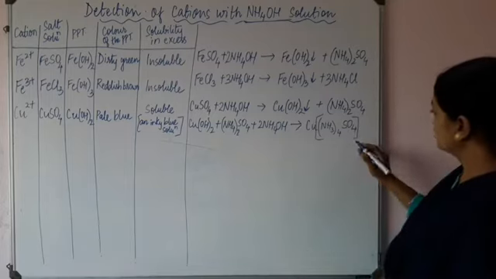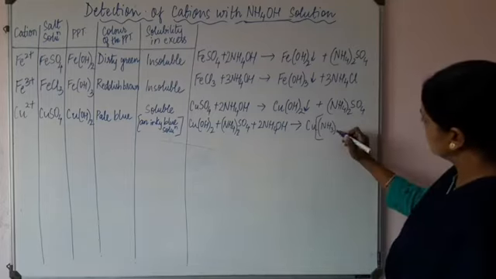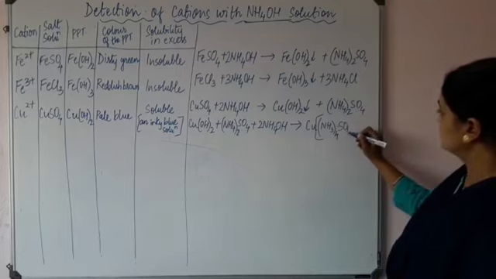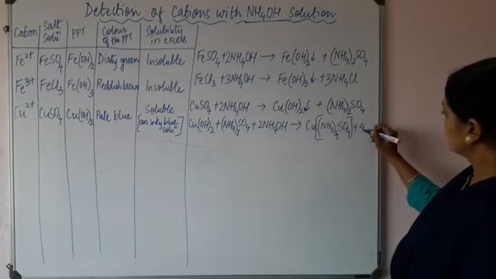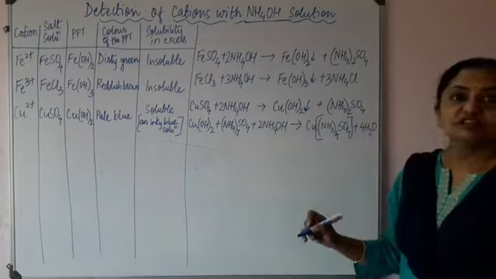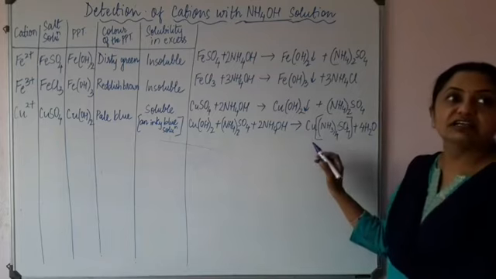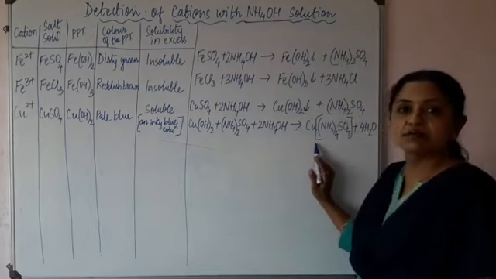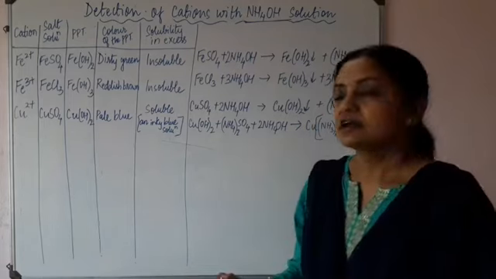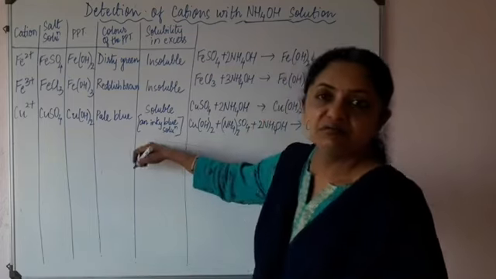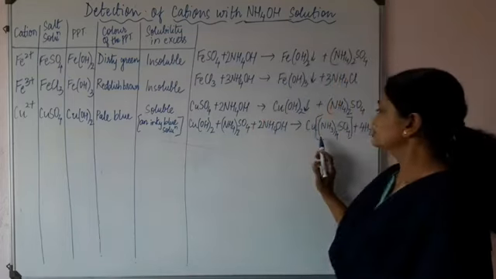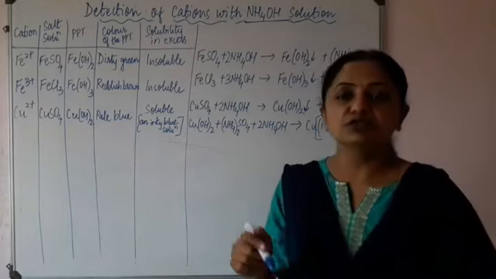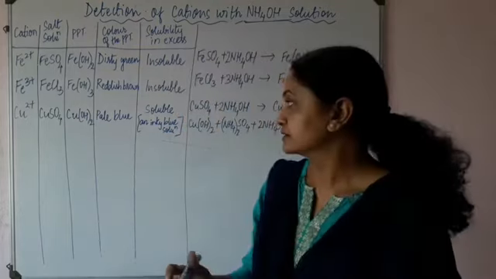So tetraamine copper sulfate, let me write it here closer so I can write the byproduct also. I will be getting tetraamine copper sulfate along with water. This is tetraamine copper sulfate, which is a complex soluble salt. This complex salt solution is tetraamine copper sulfate, which is inky blue, or you can say deep blue. In some textbooks it is given as violet color.